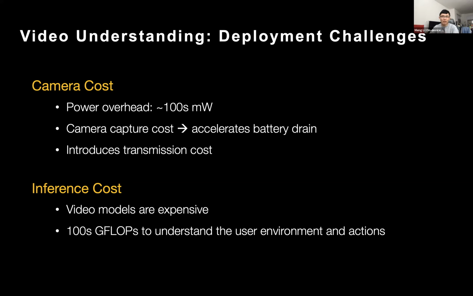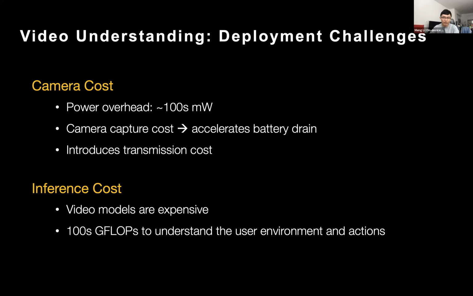And if you think about an AR glass, your total power budget is around several hundreds of milliwatts. And this includes everything, including camera, display, and so on and so forth, right? So this camera cost to support video understanding is actually quite significant. Once you capture this data, you also need to transmit and store it, which will add further cost and accelerates the battery drain.